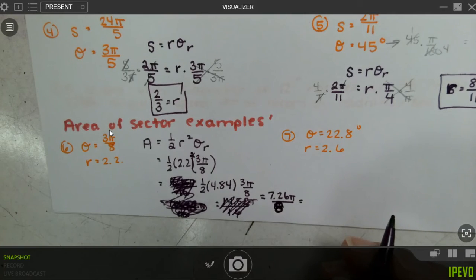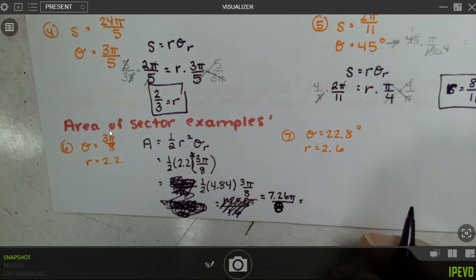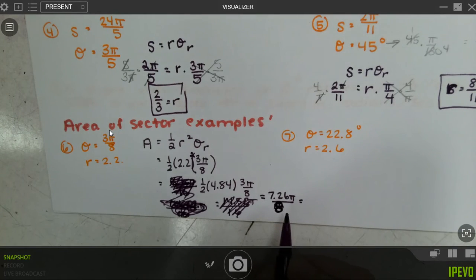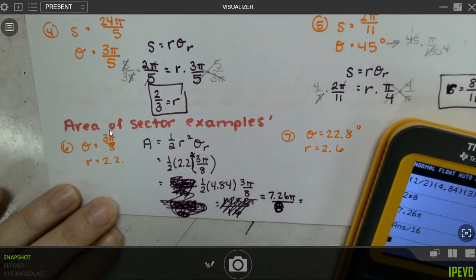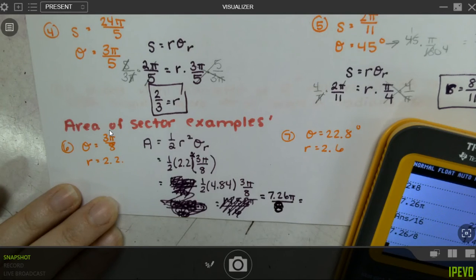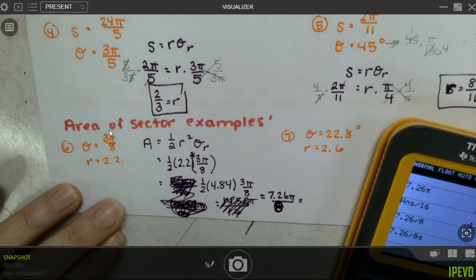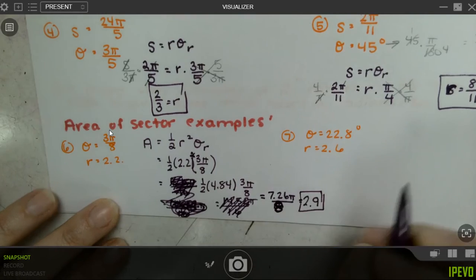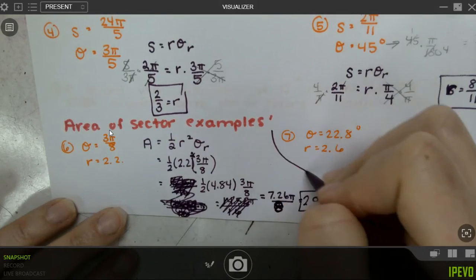Okay. So 7.26 divided by 8 and times pi is 2.9. So that is the area of this one.